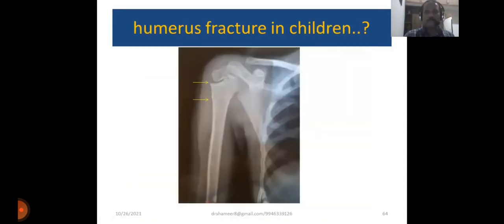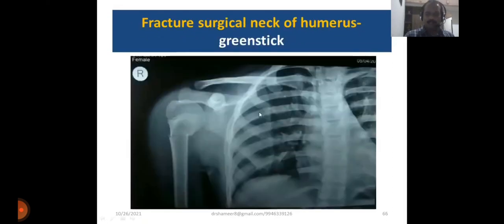Okay. It is not a fracture. It is a normal X-ray, it is a normal growth plate. Many doctors diagnose it as a fracture, but it is not a fracture. And this one, this is a greenstick fracture. Okay, it's a fracture.